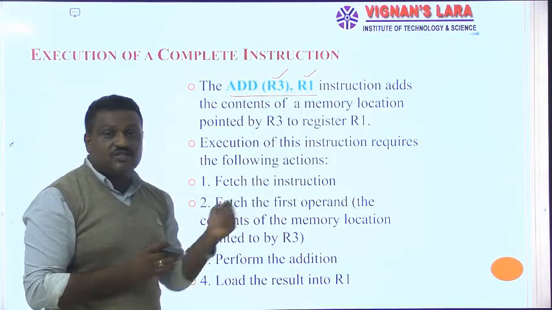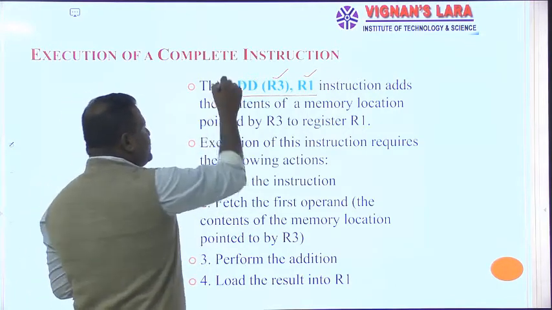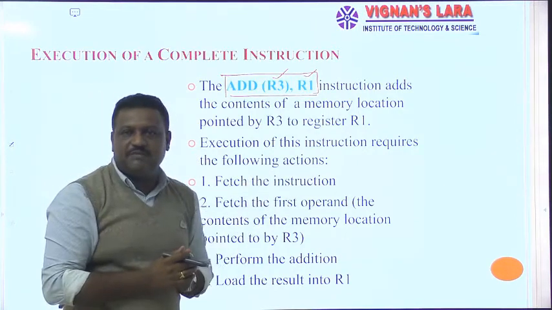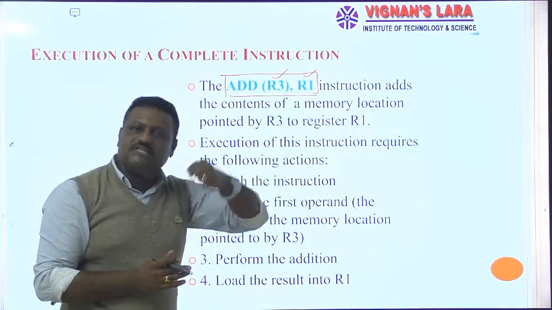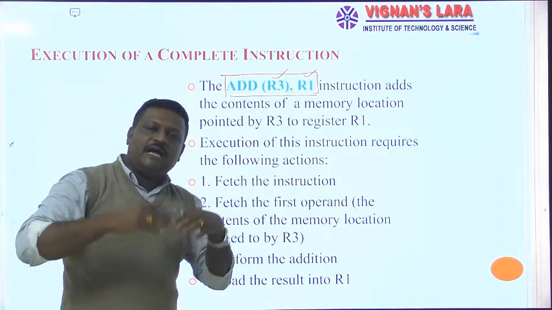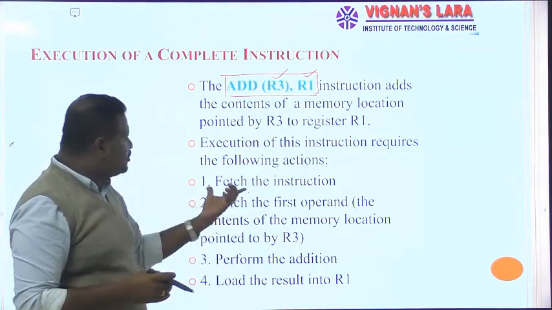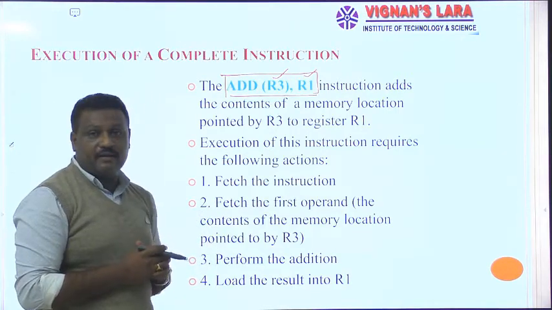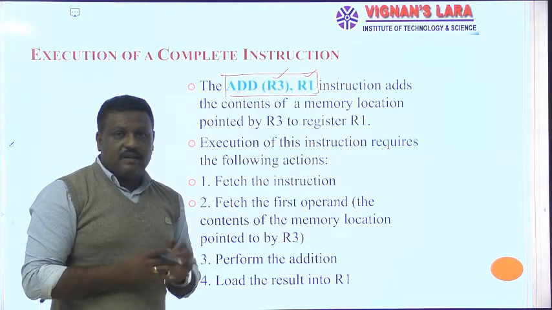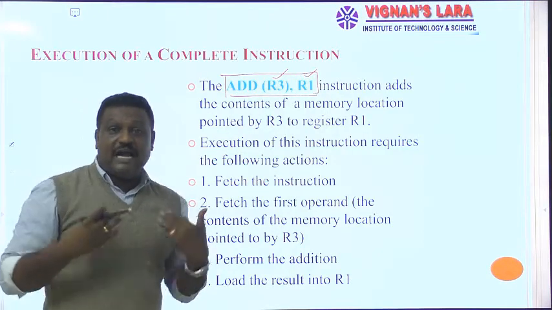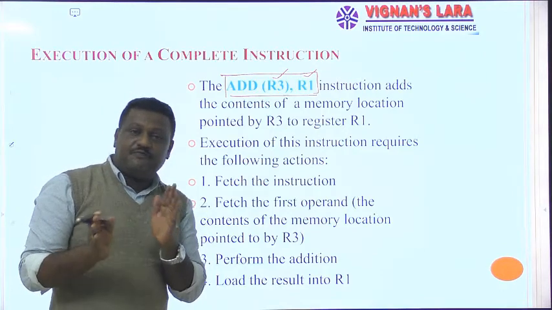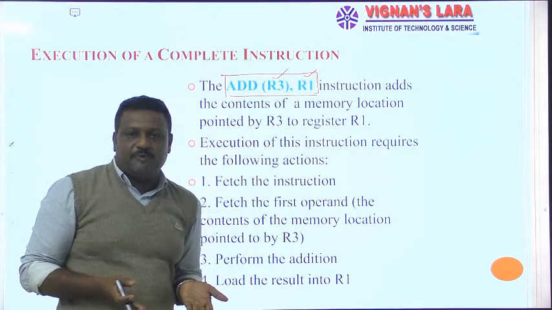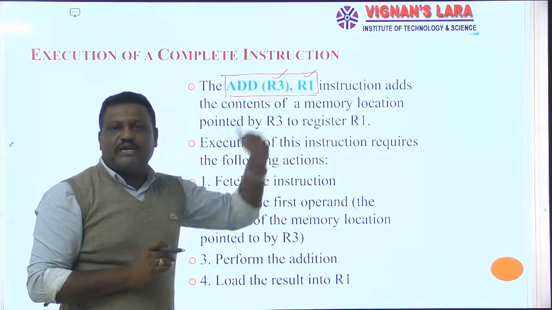The first one is fetch the instruction. That means first I have to go and fetch this instruction from the memory, where this instruction is available. Once I fetch that instruction from the memory, later I have to go and execute it. So the first action is fetch the instruction, then fetch the first operand. If I fetch this instruction, later I decode it. After decoding I have an idea that one of the data for the addition is available on the CPU, another data is not available on the CPU, it is available in the memory. So I can go and get that data.